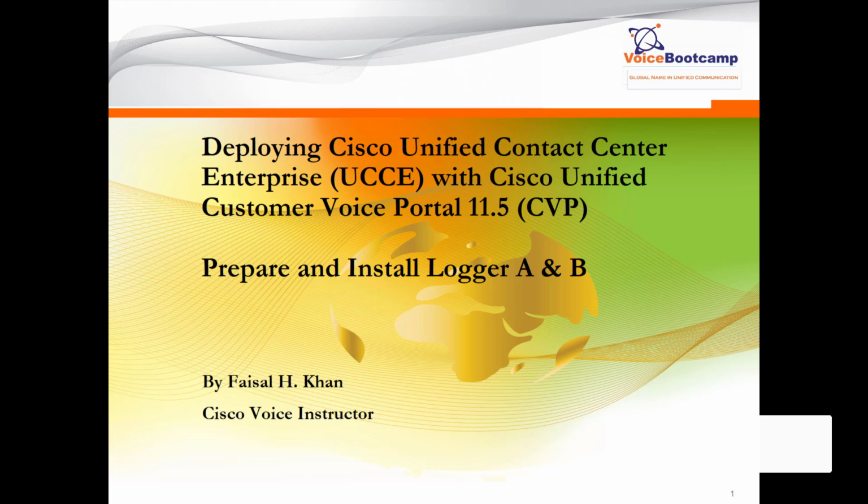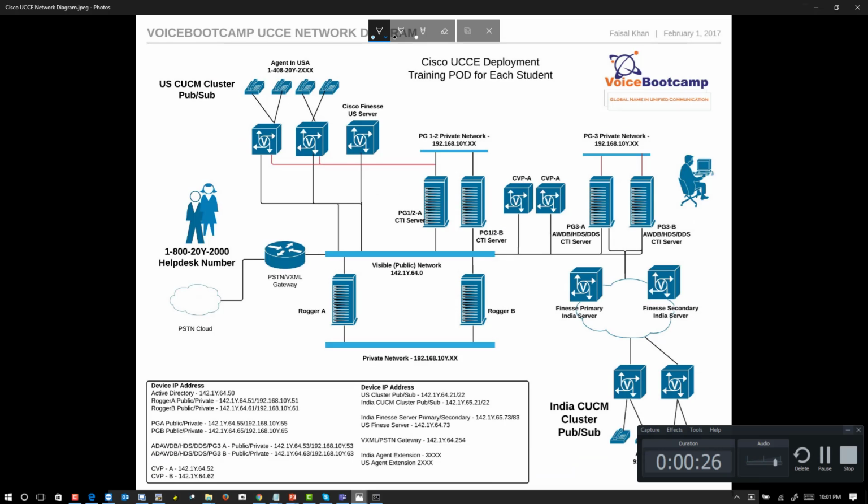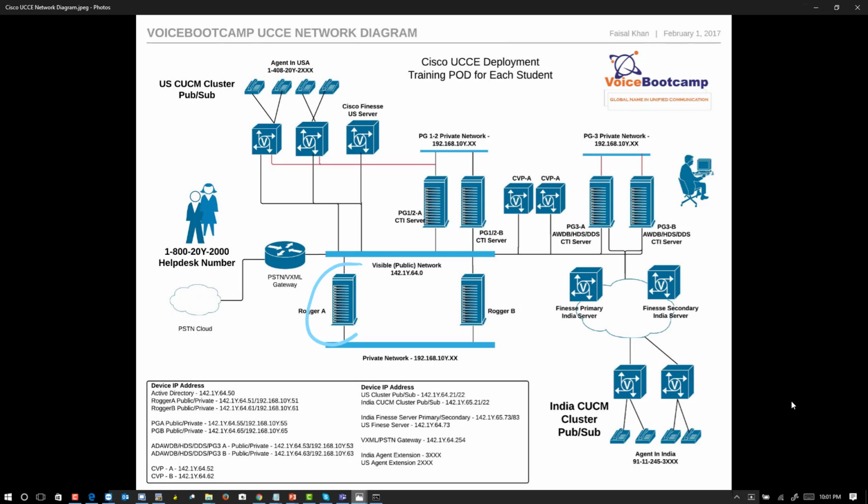One of the first things we do, first of all, in our topology, we have two servers, Logger A and Logger B, which are running logger services or components, as well as the router. So that's why we call it a logger. So we're going to start with A, and then we're going to start with B.